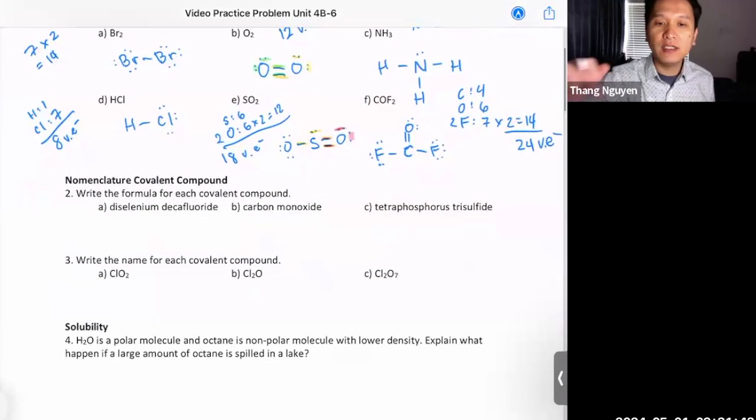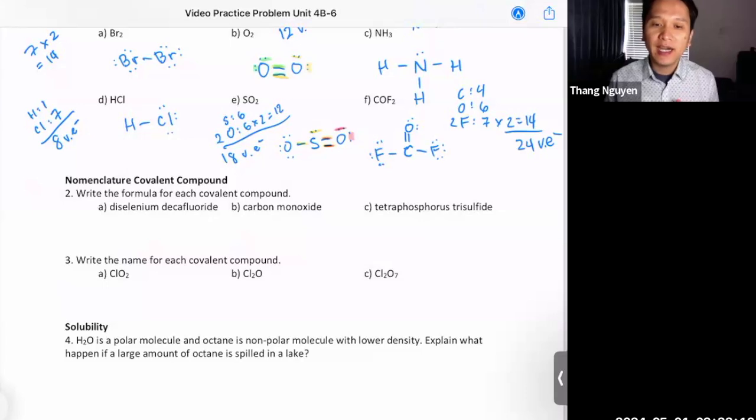Now let's move on to nomenclature of these covalent compounds. It asks us to write the formula for each compound. These are covalent compounds, so we have to know the way it is named. Remember, in a covalent compound, you tell the reader exactly how many atoms of each element you have, not based on charge or anything, because it is covalent, it's not ionic.